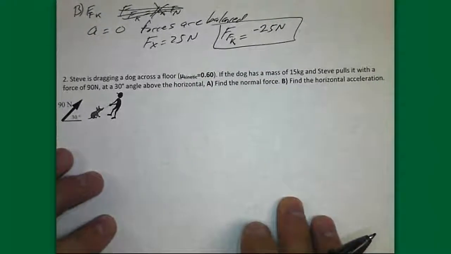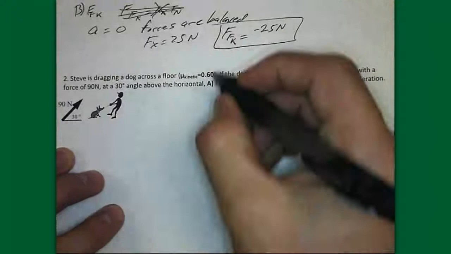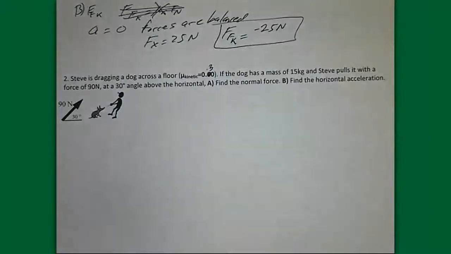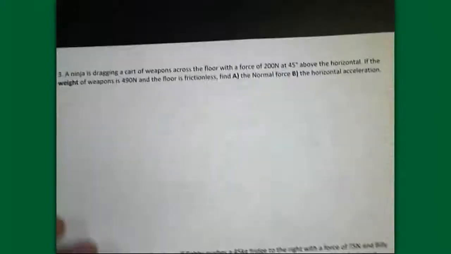I'll leave number 2 for you at the bottom, and if you're going to do it, you should change this one to 0.3. We did that in class. It works out a little bit better. Let's do number 3 on the back.